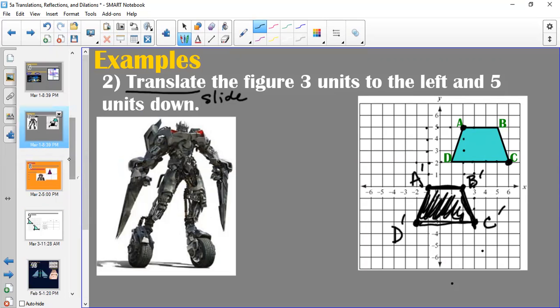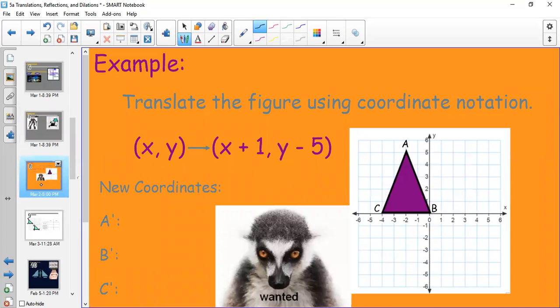Now in math, we don't always use words to describe what's happening. If we can, a lot of times we'll use letters and symbols and numbers. And so I could tell you to translate a figure by giving you this. We call this coordinate notation.